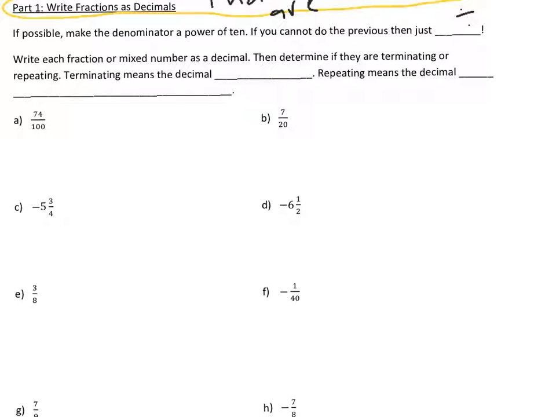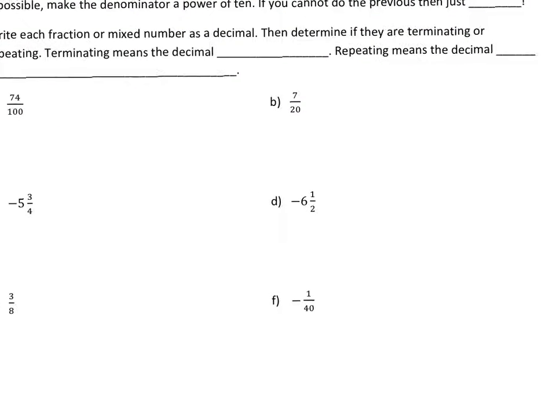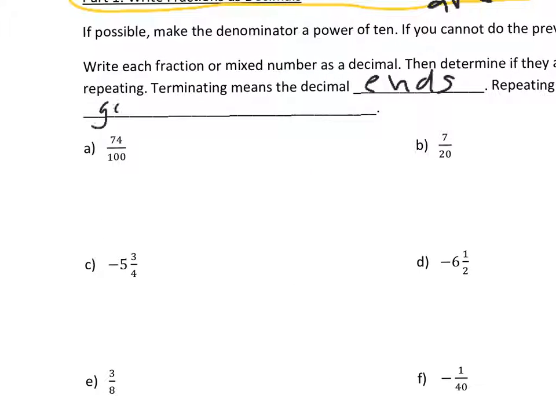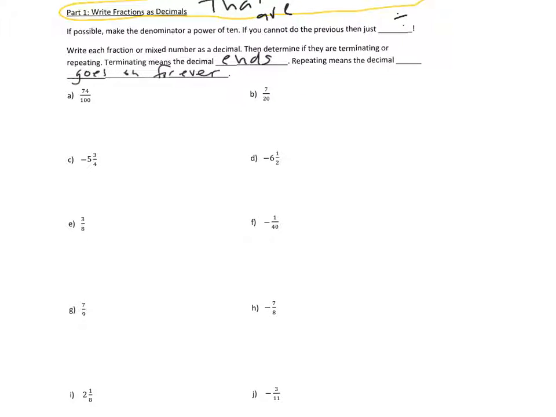So you're going to add in the word divide or the symbol for divide in the first blank on the top. Write each fraction or mixed number as a decimal. Then determine if they are terminating or repeating. Those are two words that were on your vocab. Terminating means the decimal ends. It has an ending. Repeating means the decimal goes on forever or doesn't end.